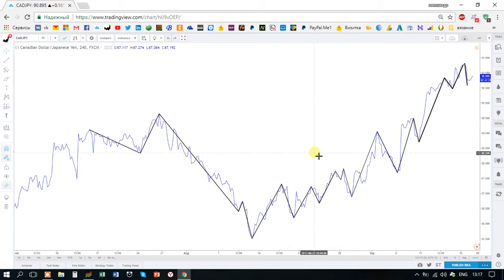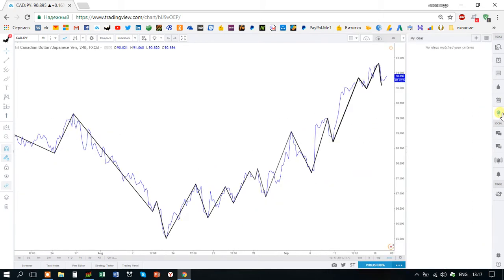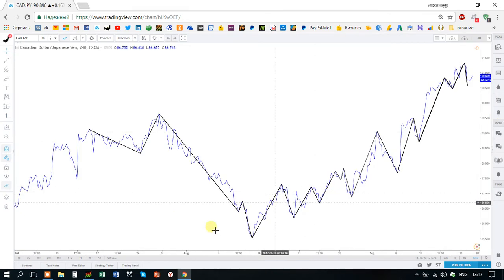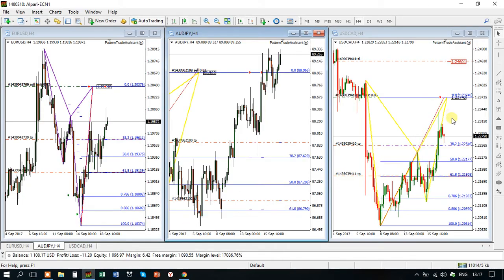If you do follow me on TradingView, you have received that idea on a dollar Canadian 1 hour bet advanced formation. So I am having that bet advanced formation here. I used the 4 hour chart, but actually the bet formation was found on 1 hour time frame. I only need the 4 hour to have this bet inside this small window.